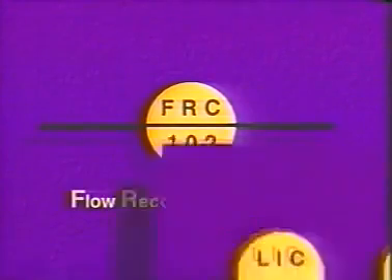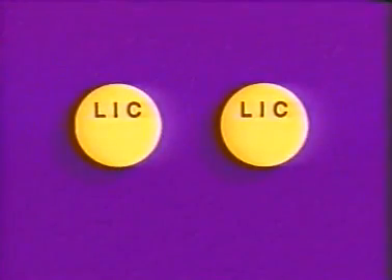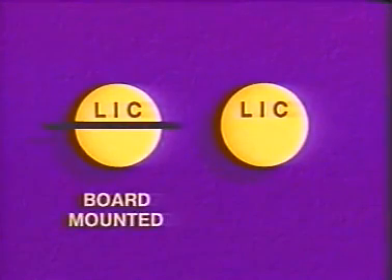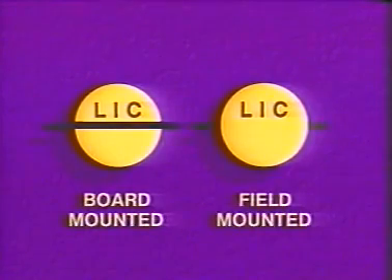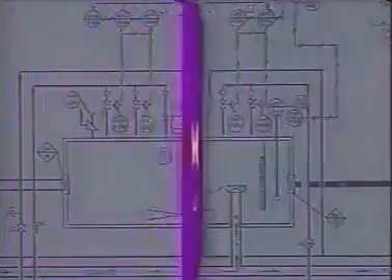A circle like the one on the left with a line drawn through the center is a panel or board-mounted instrument. A circle like the one on the right indicates a field-mounted instrument. Valves are usually indicated by a symbol that looks like a bow tie. A process flow line is drawn through the valve symbol.